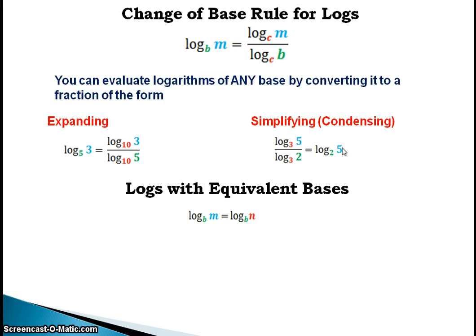Now, another case I want to talk to you about is the case where logs have the same base. If I have this situation, log base b of m is equal to log base b of n, then m is equal to n. Here's an example. I have two logarithms on both sides of the equal sign that have the same base. Therefore, 2x is equal to 4, and I can go ahead and solve for x. Please pause now and note everything on this slide.